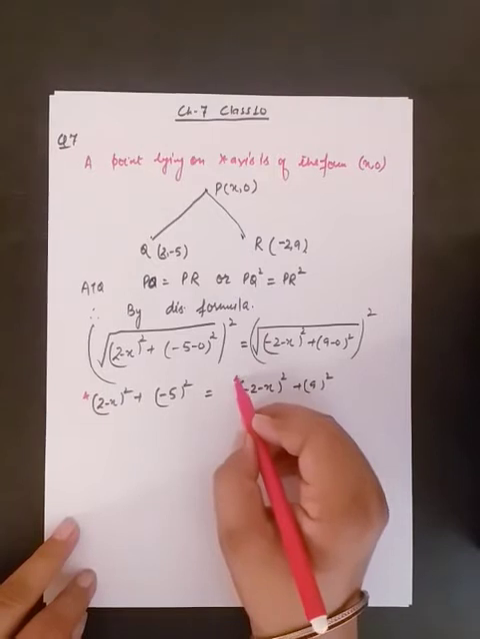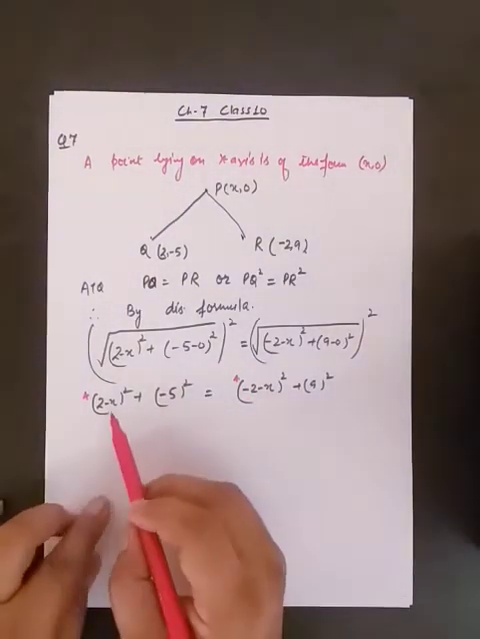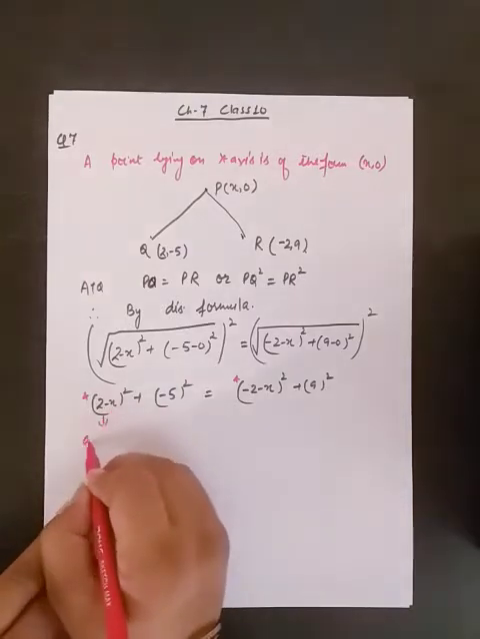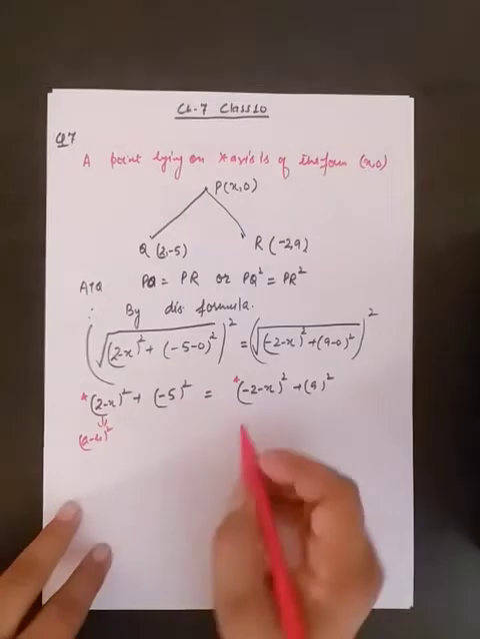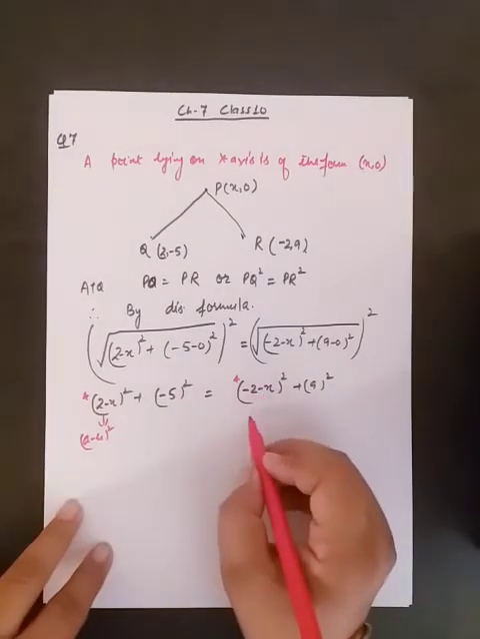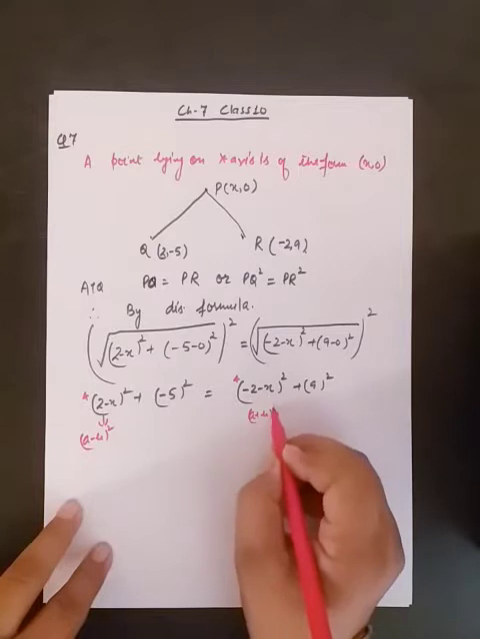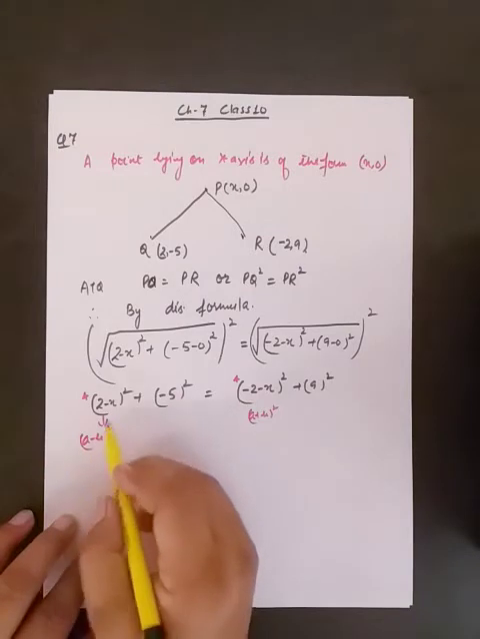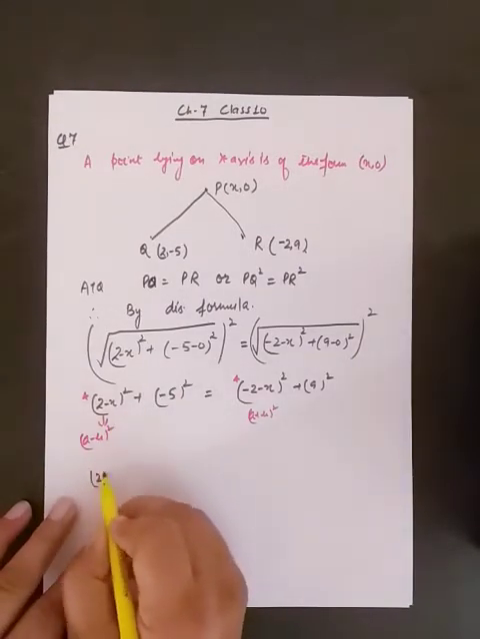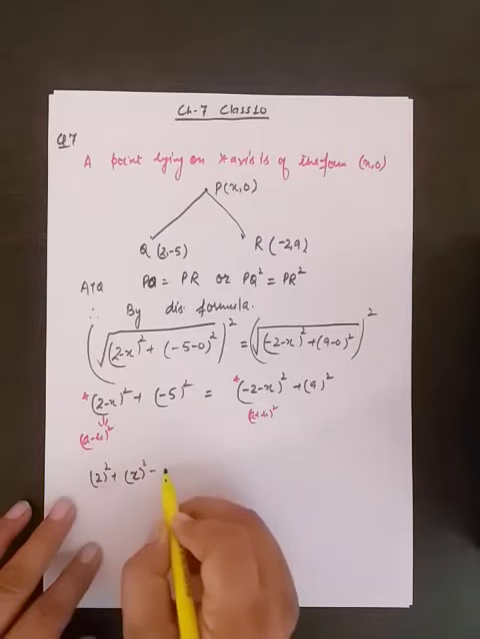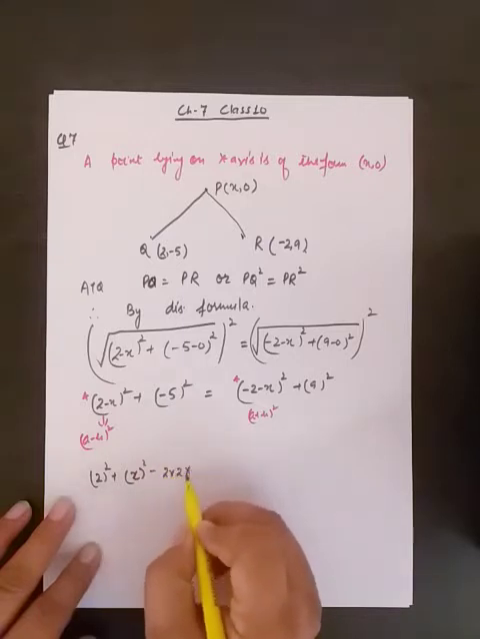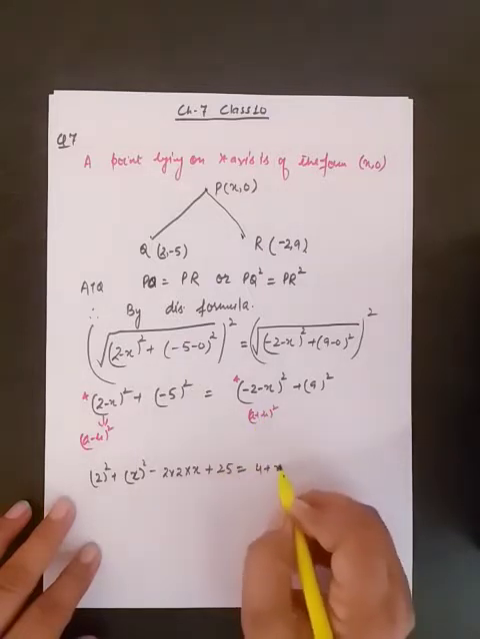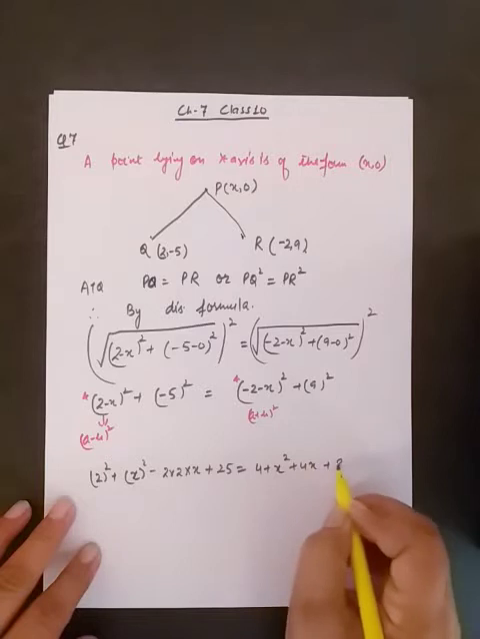Now we have to open these two terms by using the identities. In this term, the second term is negative, so we will use (a minus b) whole square. For this part, both the terms have the same sign, so we will use (a plus b) whole square. This is for your understanding only. We know that (a minus b) whole square is a square plus b square minus 2ab, and the square of minus 5 is 25. Similarly, this part will be 4 plus x square plus 4x plus 81.